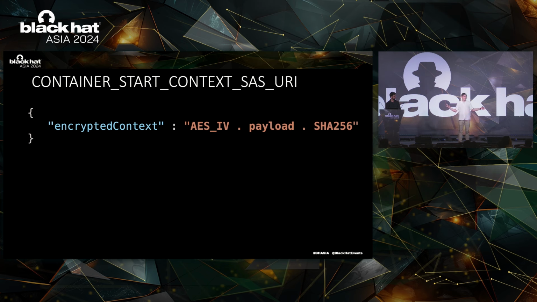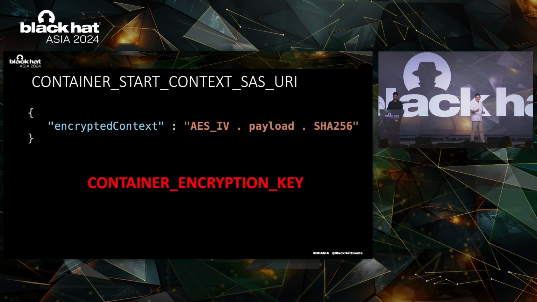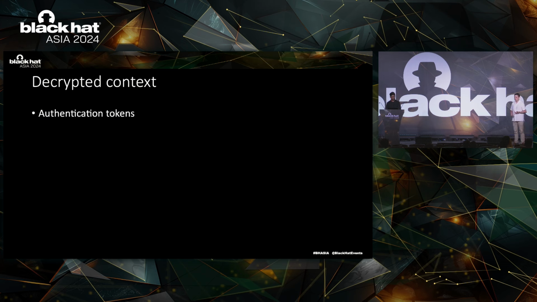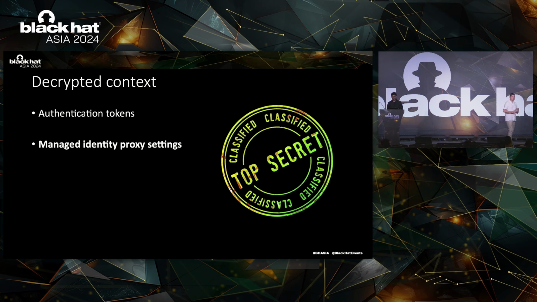Anyone? Okay, I'll give you a hint. It's the container encryption key, the third environmental variable. So we can decrypt it, okay? Looks like that. But what can we get out of it? Well, of course, authentication tokens, but let's assume that we can execute the function anyway, so it doesn't add so much value, right? But most importantly, managed identity proxy settings. And we consider this should be hidden from the serverless environment itself.